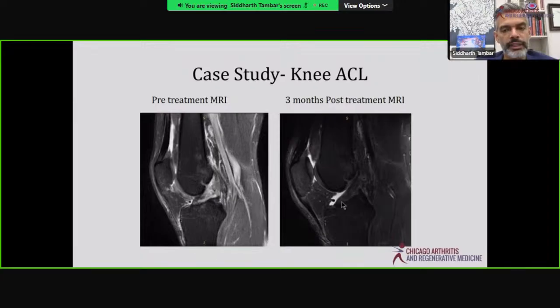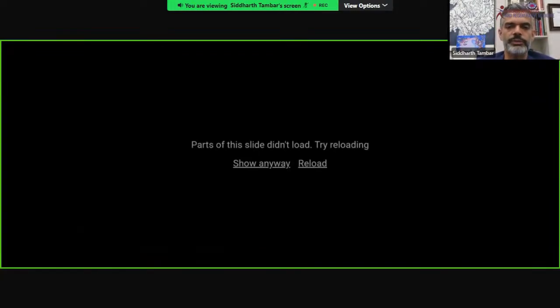You look at this 3 months later, you now have an ACL that looks perfectly normal in terms of its contour, linearity, no more haziness, right? It looks very clear. You do still have a little bit of fluid, but it's dramatically better compared to 3 months ago. So an exciting result from not only a pain relief and functional improvement standpoint, but an imaging result as well to show how you can actually repair this.